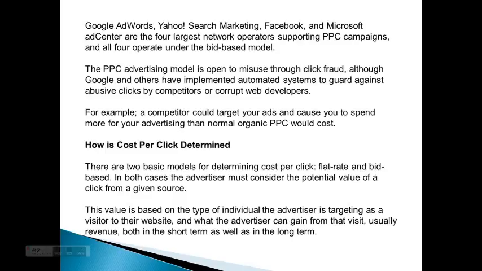So how is cost determined? How is cost per click determined? There are two basic models for determining cost per click: flat rate and bid-based. In both cases, the advertiser must consider the potential value of a click from a given source. The value is based on the type of individual the advertiser is targeting as a visitor to the website, and what the advertiser can gain from that visit, usually revenue, both in the short term as well as in the long term.